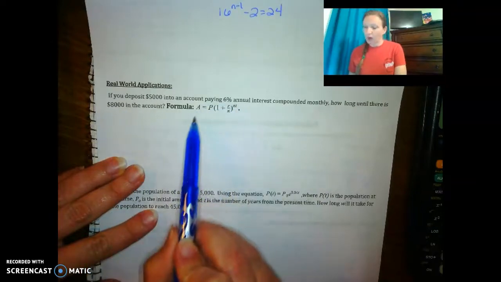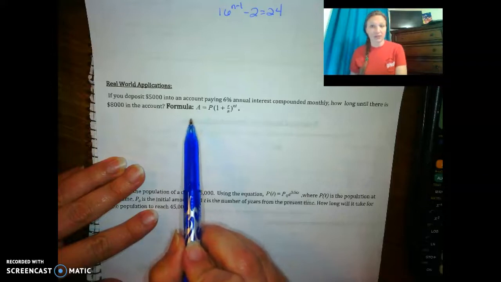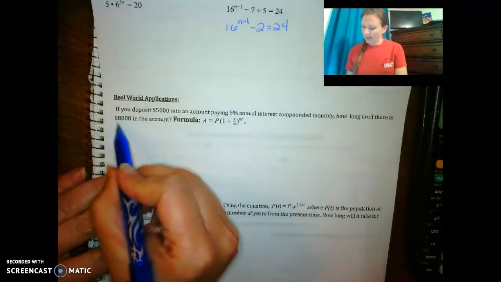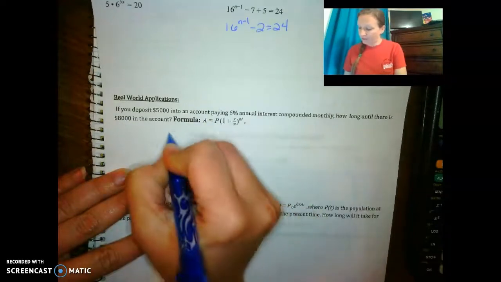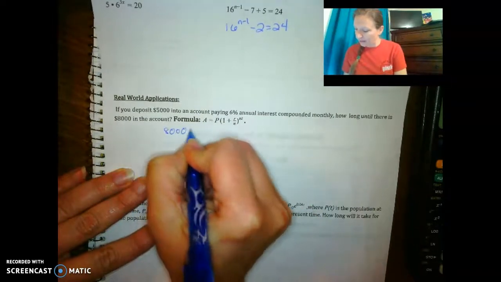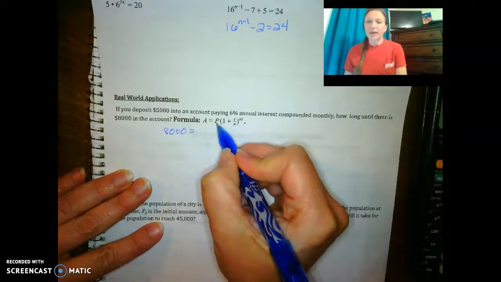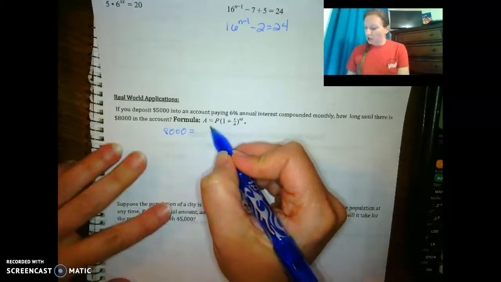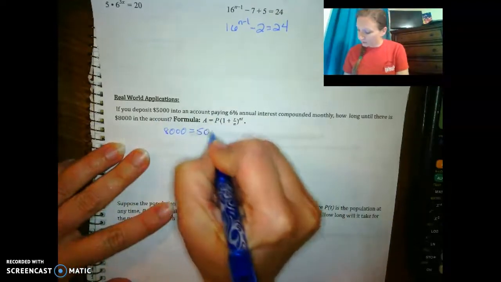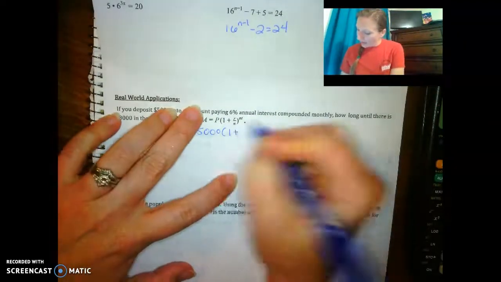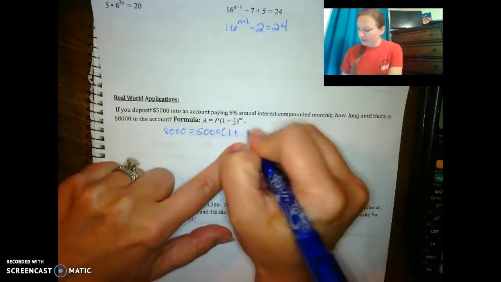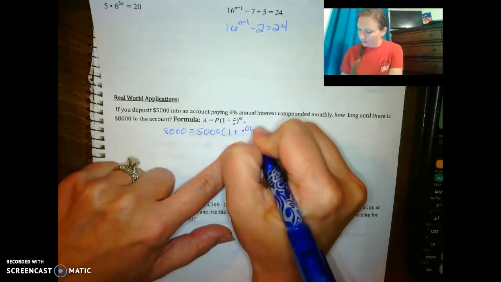Here is our compounding interest formula that we used in the last unit. And if we are ending up with $8,000, that is going to be our final amount. So I'm going to plug in 8,000. Remember, this is the final amount. P stands for principal. That means the initial investment, which our initial investment was 5,000. And R is our interest rate. Remember, we convert this to a decimal, so I'm going to plug it in as 0.06.